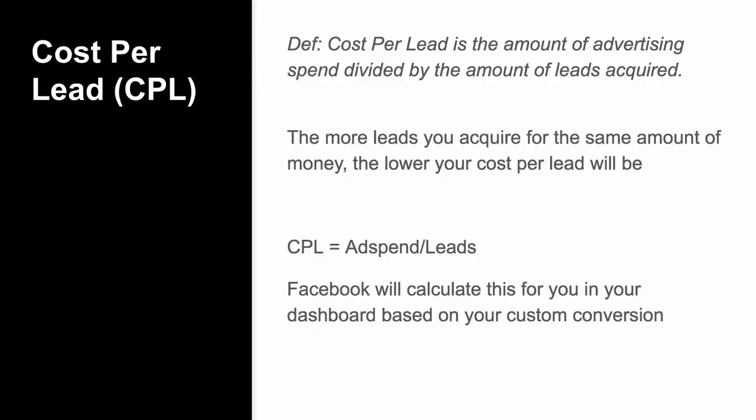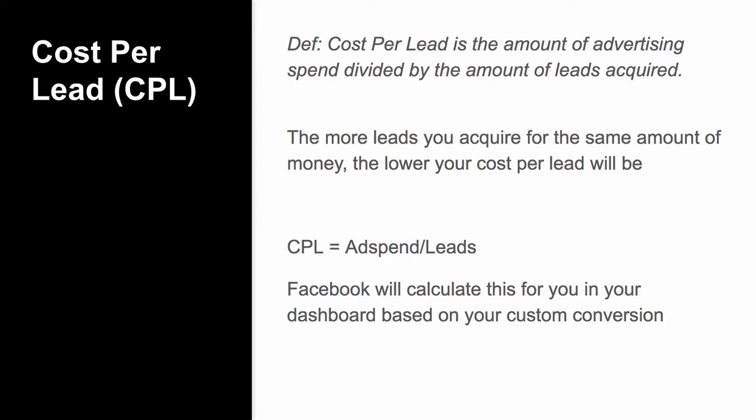Now the next KPI is the cost per lead. This is in general going to be the most important to us as lead generation experts, because we want to get our clients the most amount of leads for the least amount of money. Now we want these leads to be qualified. We want them to be the right leads, but in general we want to push that cost per lead down. So cost per lead is simply the amount of advertising spend divided by the amount of leads acquired. So the more leads you acquire for the same amount of money, the lower your cost per lead will be.